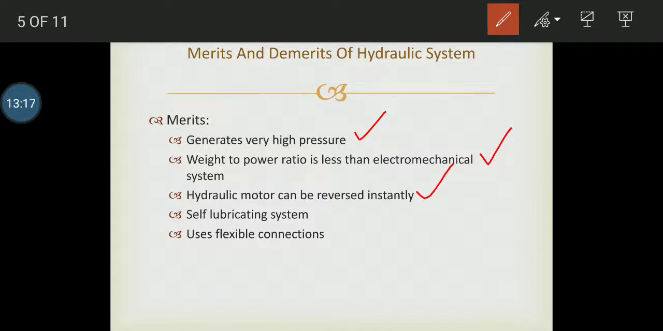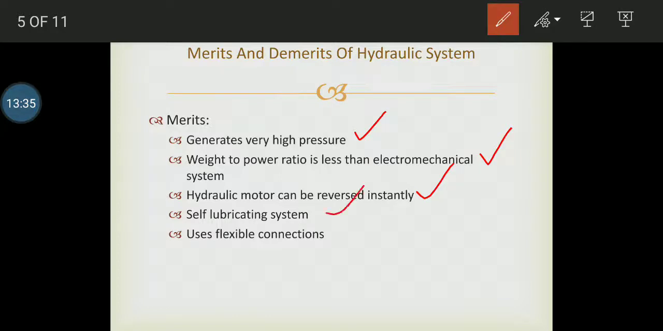Over there we have to change the switches, or give the direction to the specific motor, so that after the initial torque has been given, the direction changes. But over here, the hydraulic motor instantly changes its direction without giving any kind of initial torque.